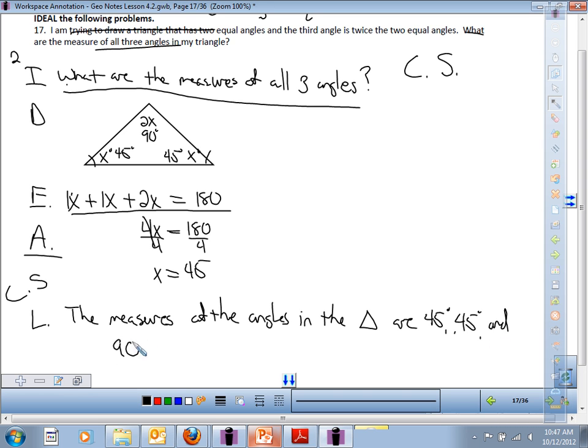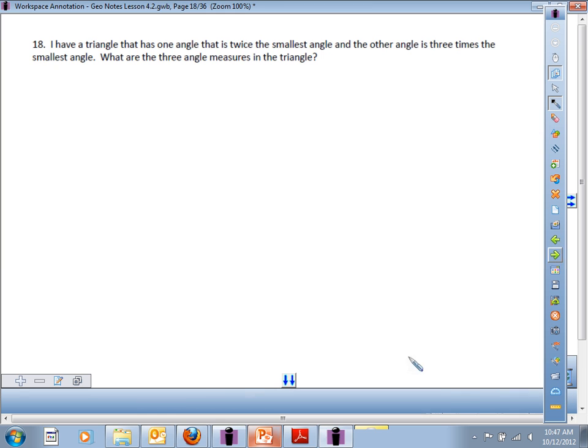90 degrees. Now, every sentence ends with a period and begins with a capital letter. So again, if I don't see that capital letter or I don't see that correct punctuation, I'm counting off. You guys are sophomores, juniors in high school. We should be able to write a complete sentence. All right, last one.